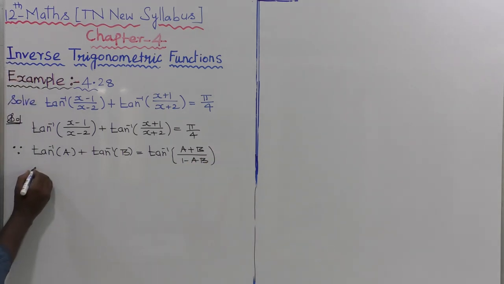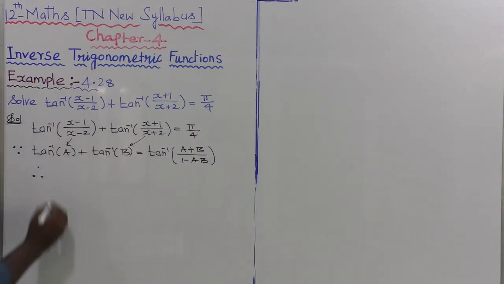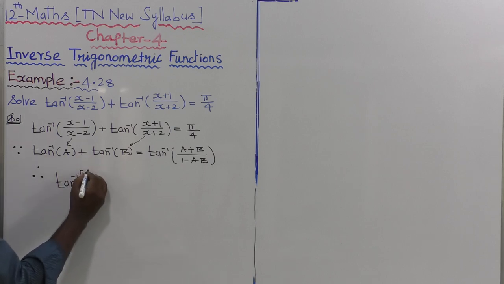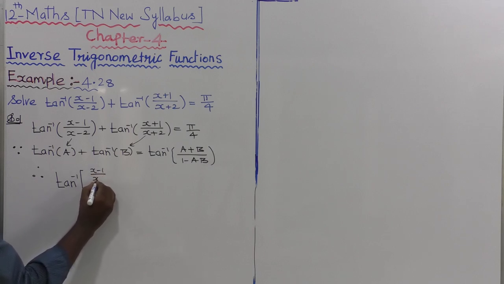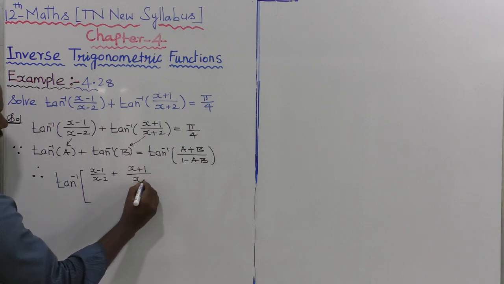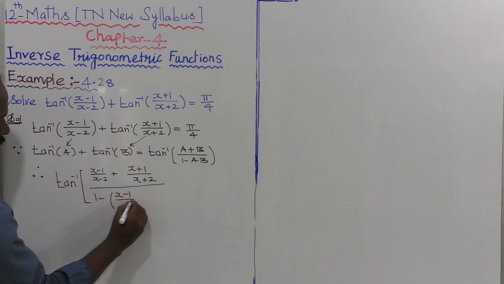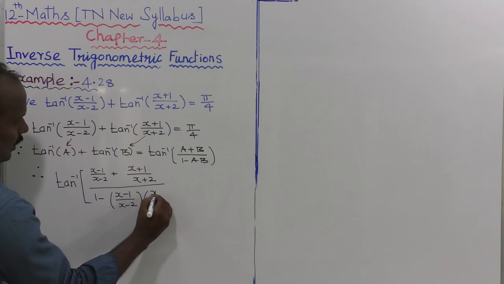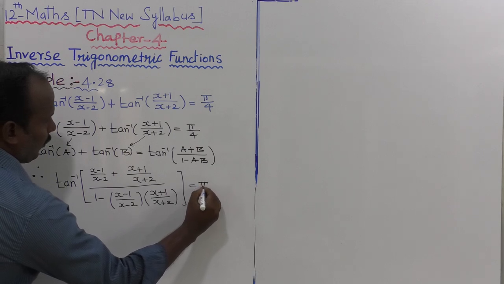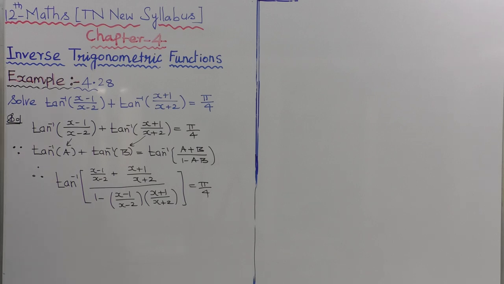So now apply this: this one is A, this one is B. This is tan inverse of the first term, (x minus 1) by (x minus 2), plus (x plus 1) by (x plus 2), whole divided by 1 minus (x minus 1) by (x minus 2) times (x plus 1) by (x plus 2), is equal to pi by 4. Tan theta, moving to the right side, is equal to tan pi by 4.